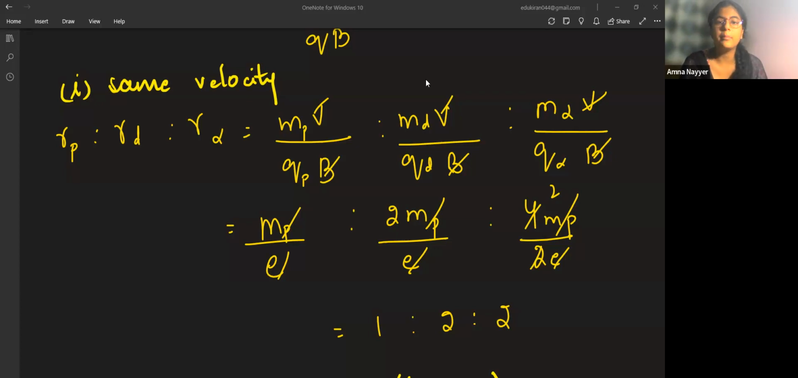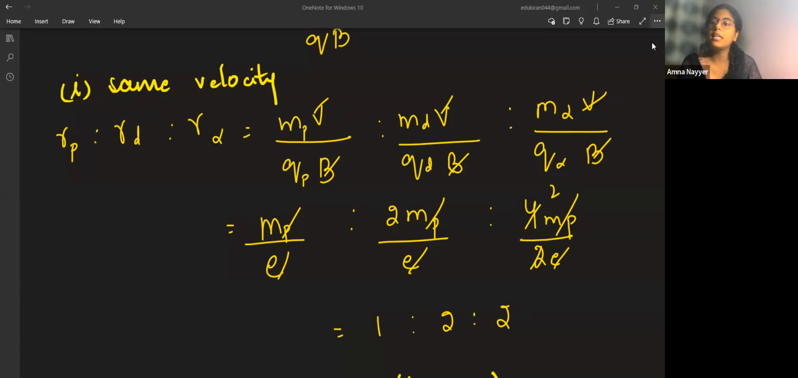Okay Faiza, I'll repeat. This is the formula mv by qB given to you, and you have to find the ratio. Whenever we have to find ratios, we take the quantities which are similar and cancel them out. Here, when you take their ratios, the masses and charges are different, so we have reduced them to the same unit. The mass of proton is known to us, so we have converted the mass of deuteron and the mass of alpha particle into mass of proton, and the charges also.